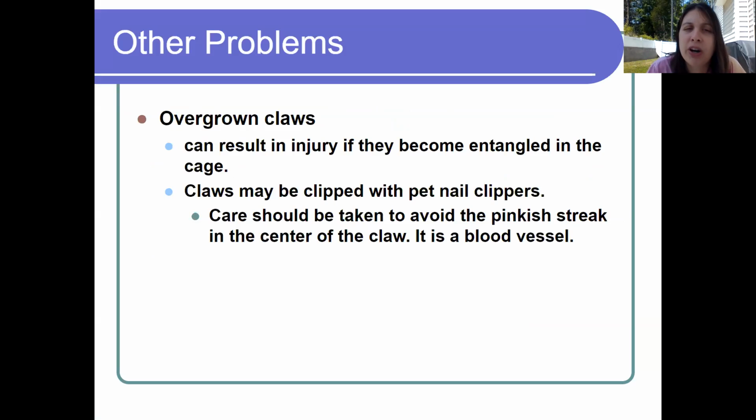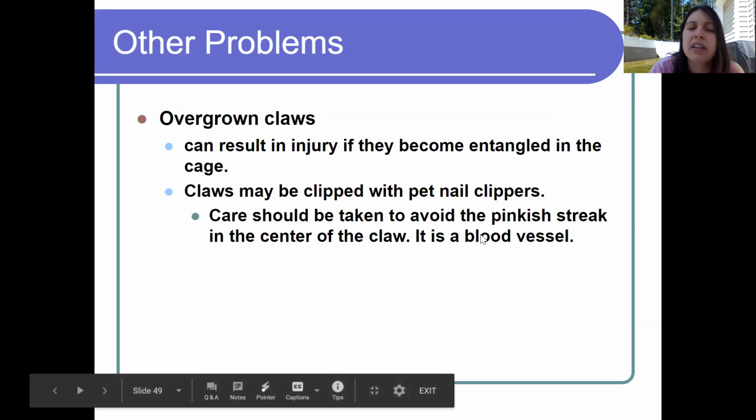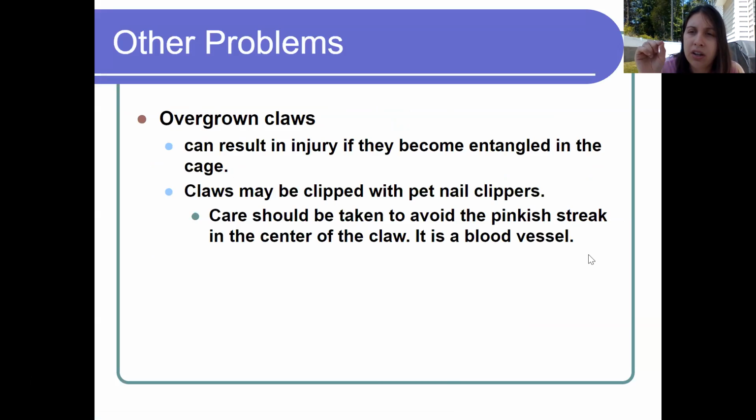Other problems you can have with birds, overgrown claws. Again, that cuttlefish bone is really important for them to try to file that down. You can clip your bird's nails, but there's a lot of trust required between you and the bird if you're going to sit there and clip their nails. Just like other animals, like when we cut the guinea pig and the rabbit's nails in class, you need to watch out for that nail. You don't want to cut too far up and hit that blood vessel. You don't want to hit the quick of it.